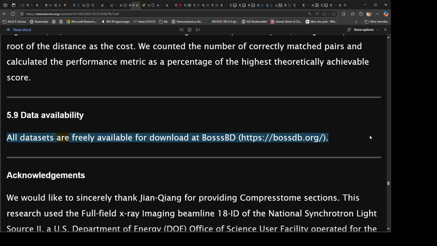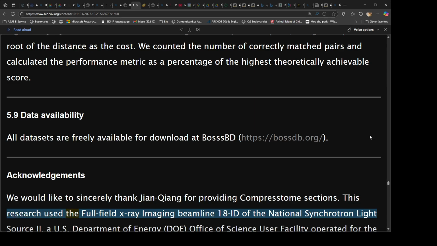5.9 Data availability. All datasets are freely available for download at BossDB, https://bossdb.org.